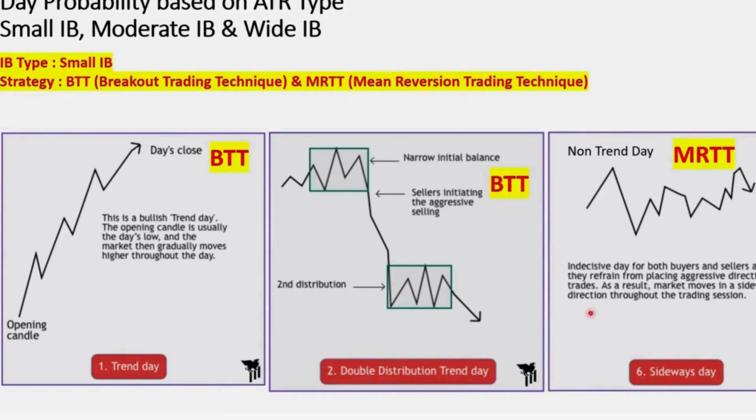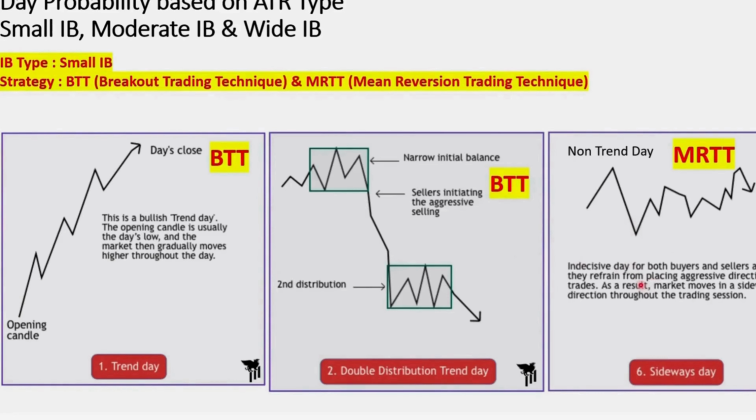In a trend day, the market gradually moves in one direction, often extending the range throughout the day and closing near the high or low. In a double distribution day, we might see a trending move but with a consolidation period that creates two distinct volume areas. A non-trend day is characterized by price staying within the initial balance, indicating indecisiveness and sideways movement.